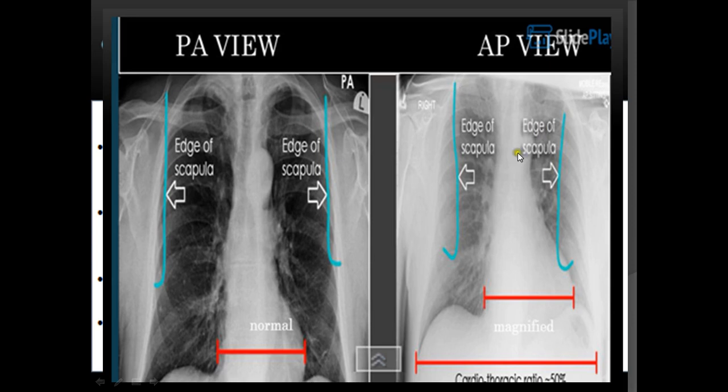One more thing which we have just discussed is the magnification of the heart. If you compare this heart and this heart, this one is showing some pseudocardiomegaly. So again, it's a technical factor, it's not part of the routine.